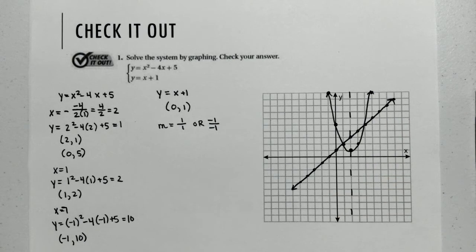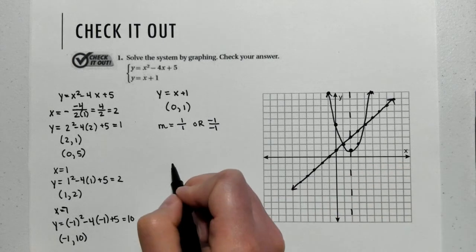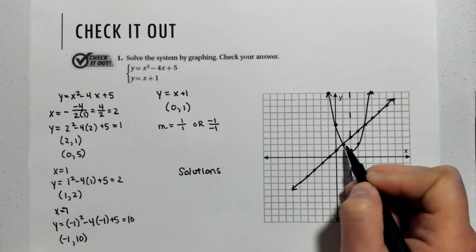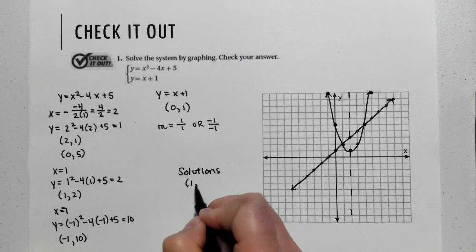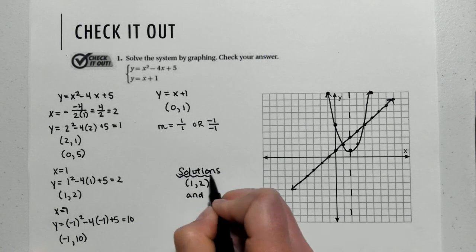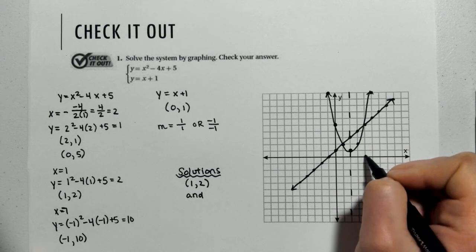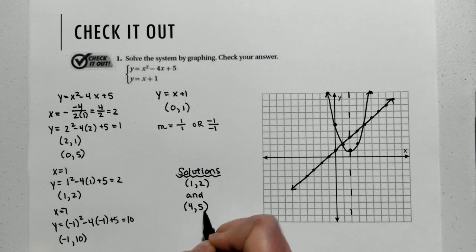And there's your graph. So now you just need to state your solutions. They intersect right here. So I'm going to write down our solutions. This first point is 1, 2. So that's one coordinate. The second one is right here. So that's 4, and then we went up 5. So 4, 5.